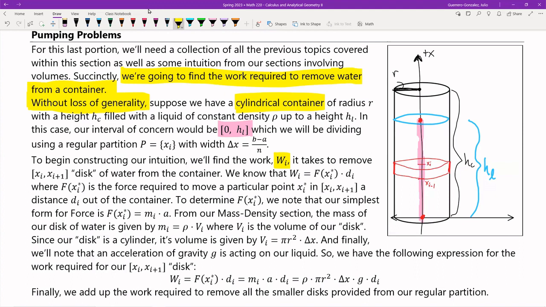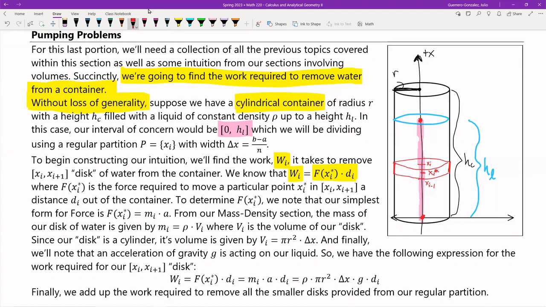From the previous section, we know that work is given by some force times some distance, d sub i. So the force is going to be given by a value somewhere between x_i star. I'm going to find the force at that x_i star, and I need to find how much it's going to take for me to grab that entire disk and move it completely out of the container.